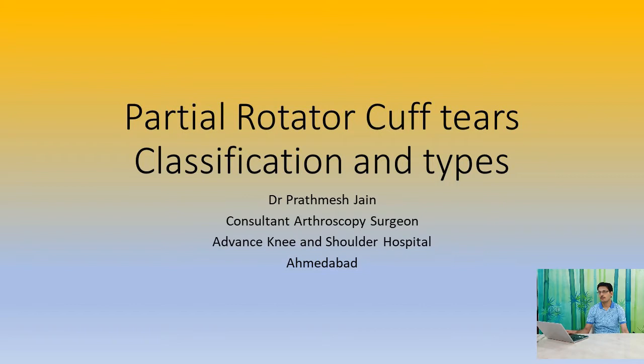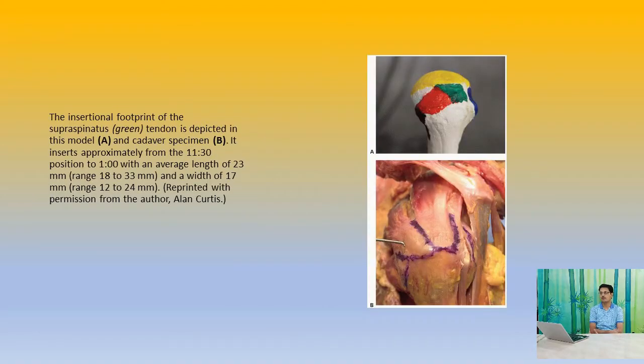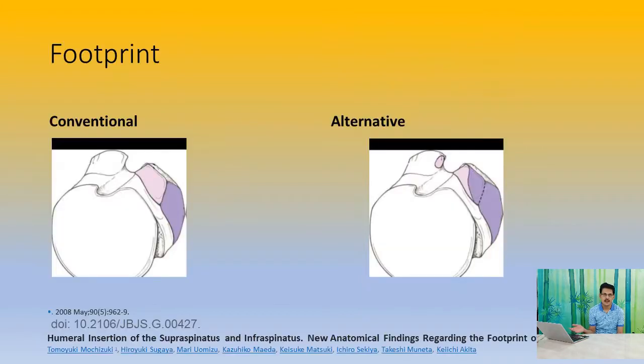Today we'll be talking about partial rotator cuff tears: classification, types and etiopathogenesis. When we look at the footprint, the insertional footprint is demonstrated in this picture, and usually it is around 17 to 23 millimeters wide. So it is around 2 centimeters of wide footprint of the supraspinatus, and it may be torn in a partial manner either from an articular side or a bursal side, leading to a partial thickness tear.